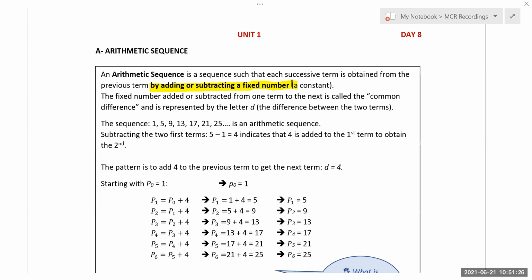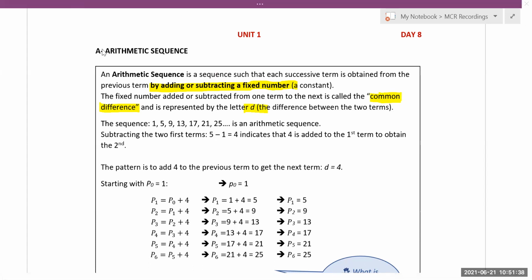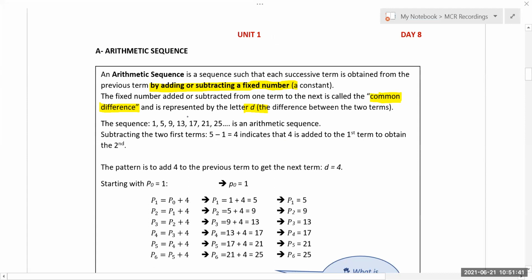That number that we're adding or subtracting is called the common difference, and it's represented by the letter d. It's the difference between any one term and the next. So if I go anywhere in the sequence, if it's arithmetic, to go from 17 to 21 is a difference of 4. To go from 5 to 1 is a difference of 4, and it should be 4 every time. Just quickly checking this, yes, 1 plus 4 is 5, plus 4, plus 4, plus 4, plus 4. So in this case, our d is 4. We're going to add 4 every time.